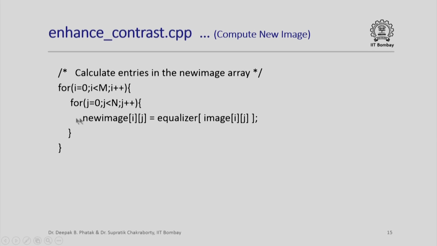I run a scan for 0 to m minus 1, 0 to n minus 1. I look at every original image value, the i comma jth element, use that as an index in the equalizer array to calculate the i comma jth element of the new image. Notice again how beautifully simple the computations are. In a single scan of image array, I convert every element of the image array into a new image array.